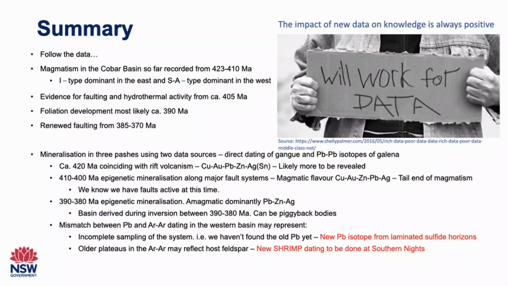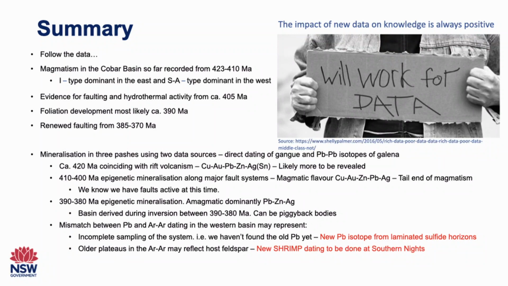So we see the I-type magmatism at about 420 million years. We see faulting evidence at about 405, foliation development 390, and then renewed faulting and the like, or continued all the way to 380, 370. But mineralisation we're seeing in three pulses. We see the 420, which is likely related to the volcanism. We see the 410 to 400, and that's epigenetic.